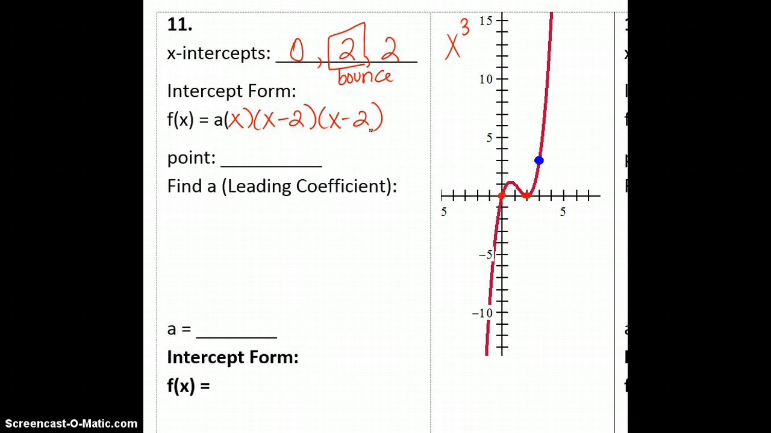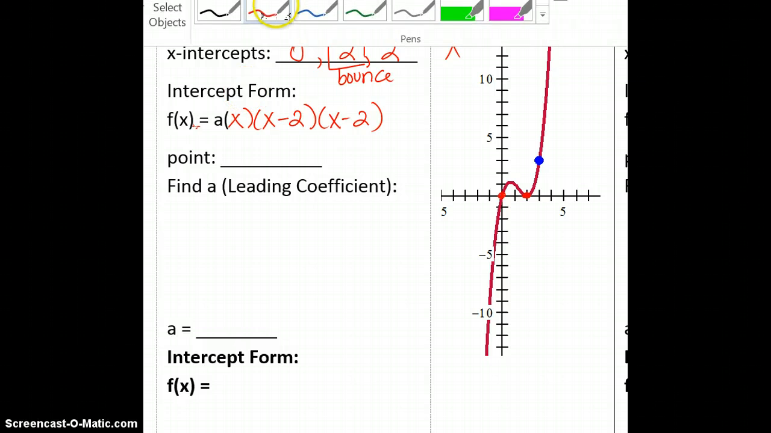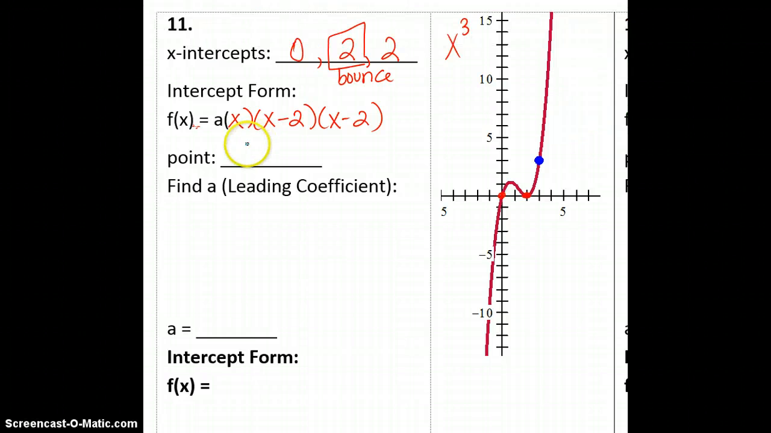Now we can't use our y-intercept to find a because it's (0, 0), and that's going to give us a 0 for a. We're not going to be able to find a. So we're going to use this point here, which is the point (3, 3). So instead of using the y-intercept, we're going to use the point (3, 3).